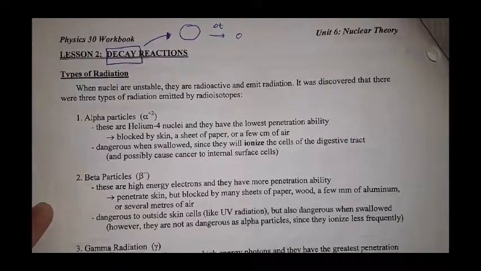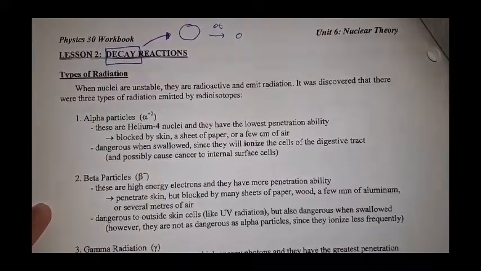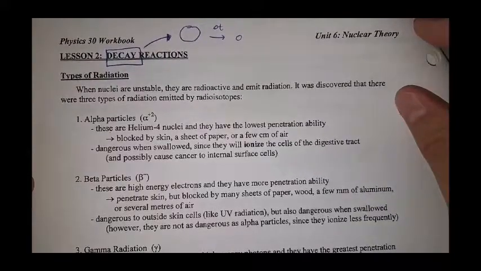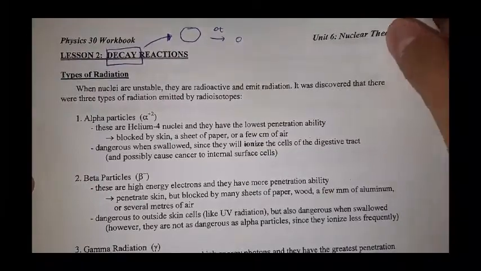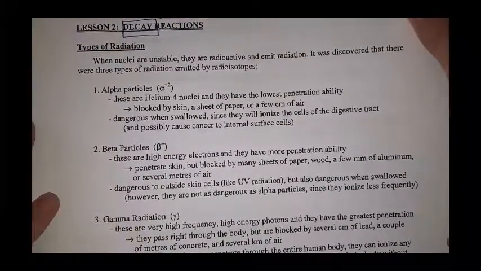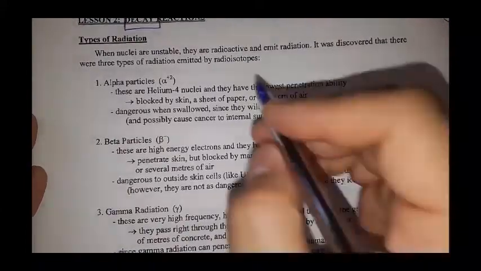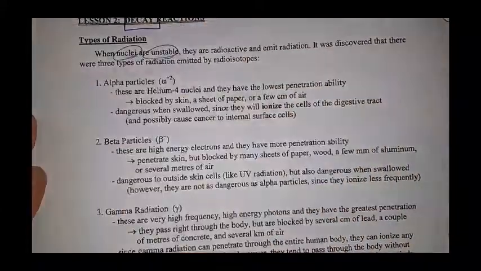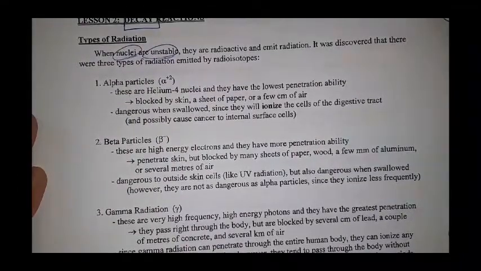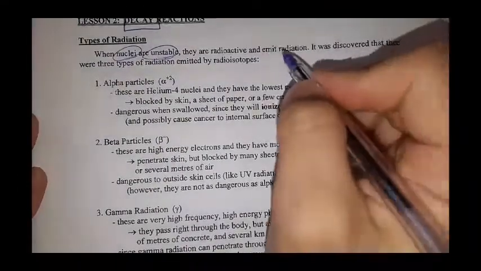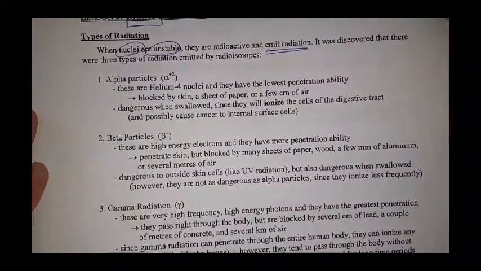Before we get into an actual calculation or any type of concept in this nuclear physics, I'd like to go through some particles. There are three different types of radiation that are emitted when nuclei are unstable, and that will be involved with radioactive decay because they emit radiation as time goes.